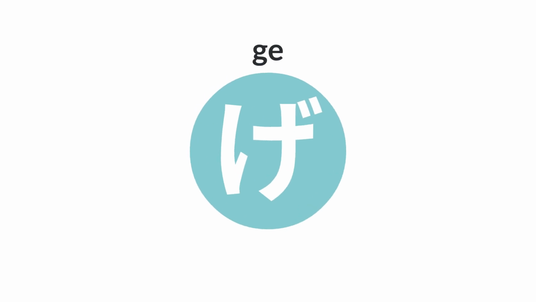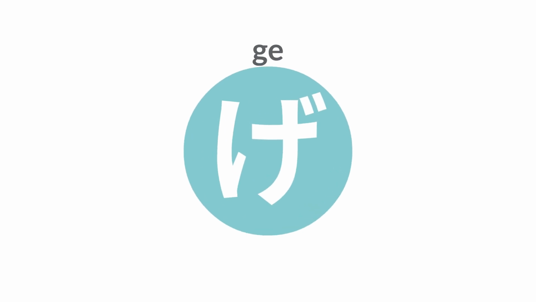What is this character? Ke. Ke with the dakten is pronounced ge. Kage.